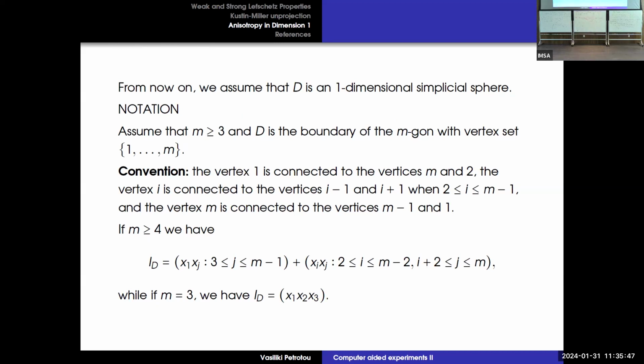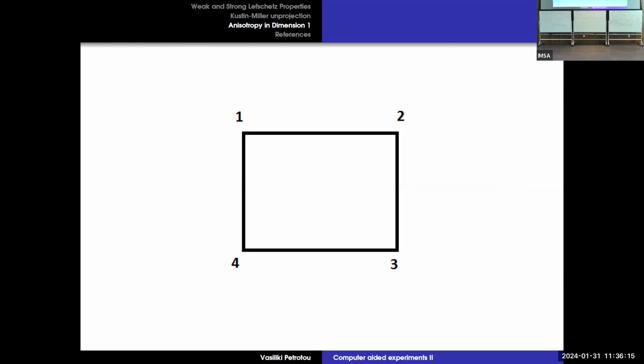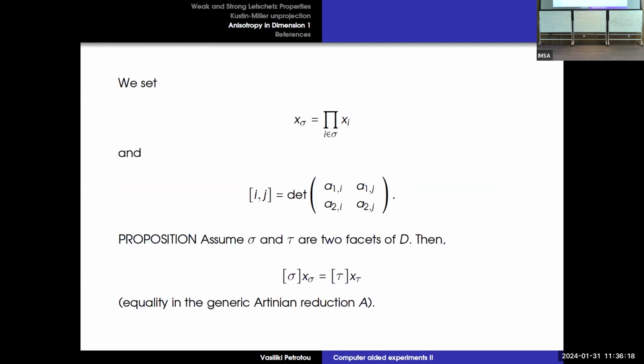If n is greater than or equal to 4, we can write down the Stanley-Reisner ideal which corresponds to D. It has this form. And if n is equal to 3, we have the Stanley-Reisner ideal which is related to the triangle, x1 x2 x3, the boundary of the triangle. We set x sigma to be this product, and we denote by bracket ij the determinant of this matrix.